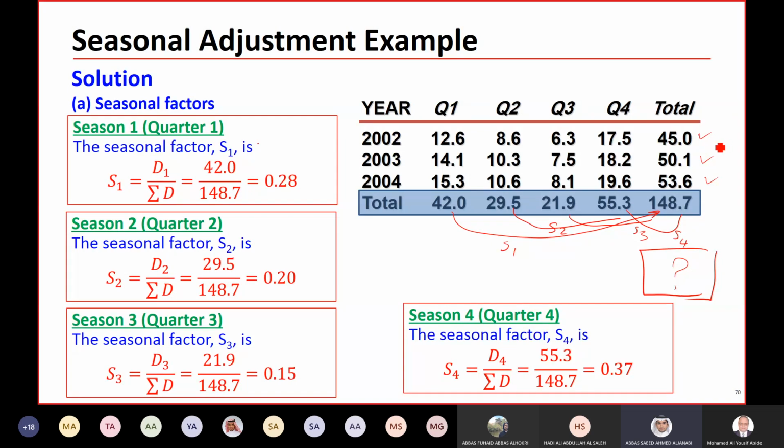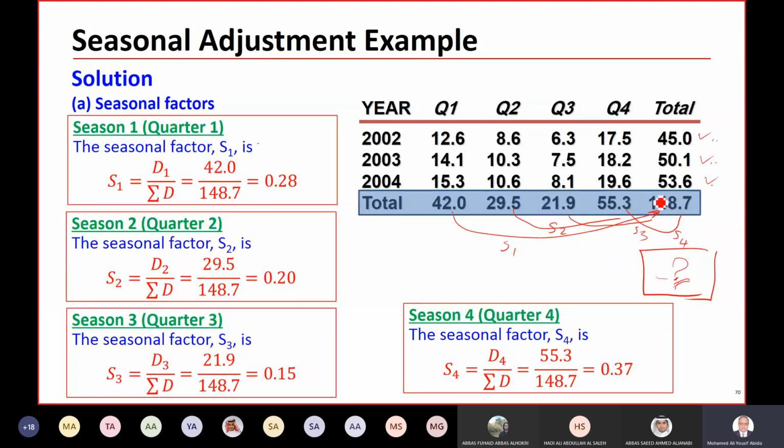We find by one of the methods the total for 2005, and then we multiply it by the seasonal factor for each season. Exactly, this is what we will do. We calculate the seasonal factor here. So the next task is to find the forecast based on this historical data.